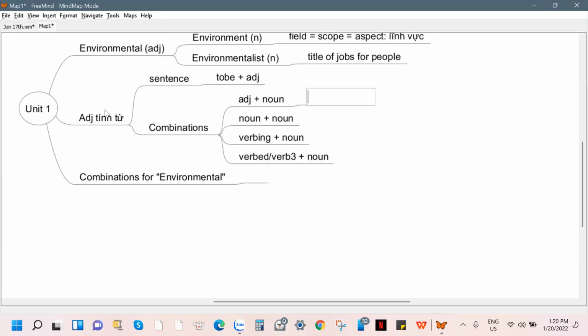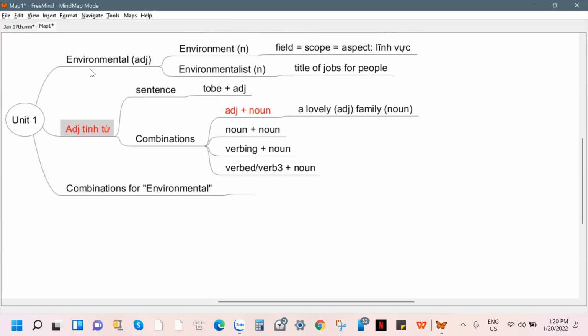For example, ADJ with noun, we will have a very familiar phrase in our lives, such as a lovely family. You can see that lovely is ADJ. Family is a noun in English. That is how we combine two words together. So whenever you see ADJ, just remind yourself of one rule. An ADJ never stands alone. If you want to use ADJ, you need to find a noun in English. And this is the first case of the grammar that we study today.